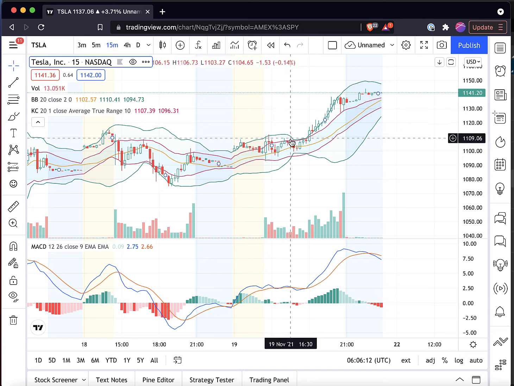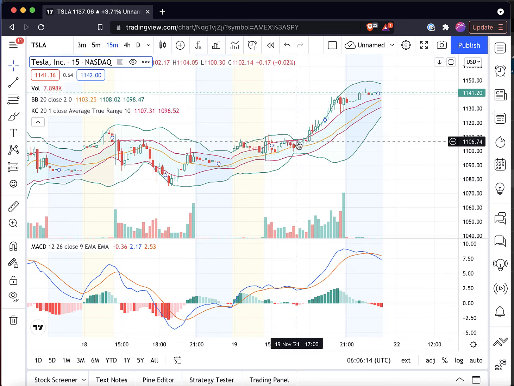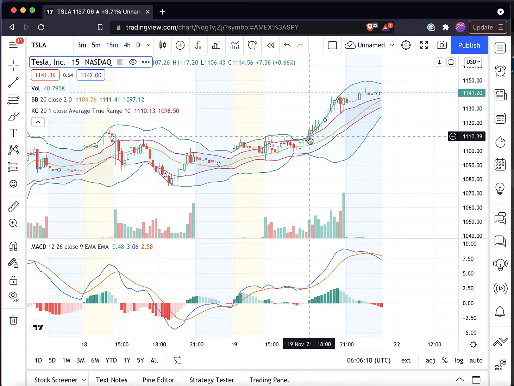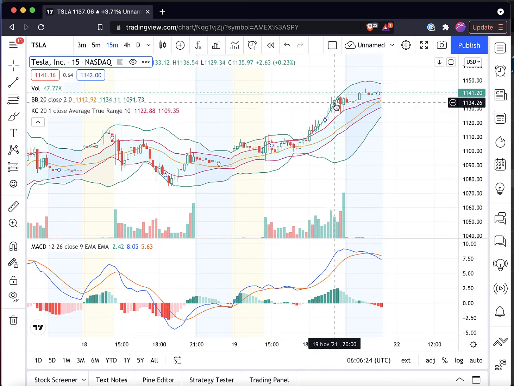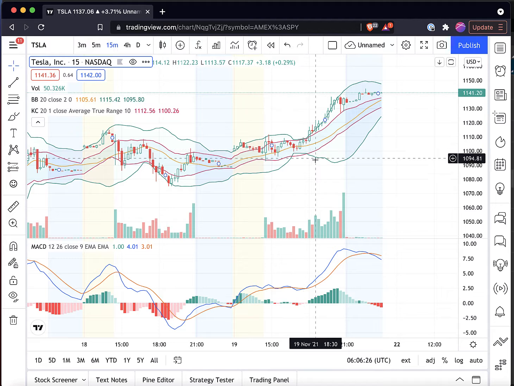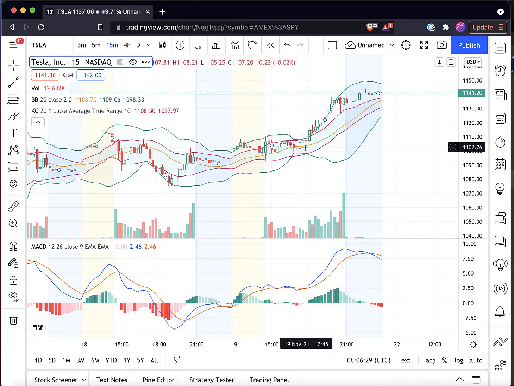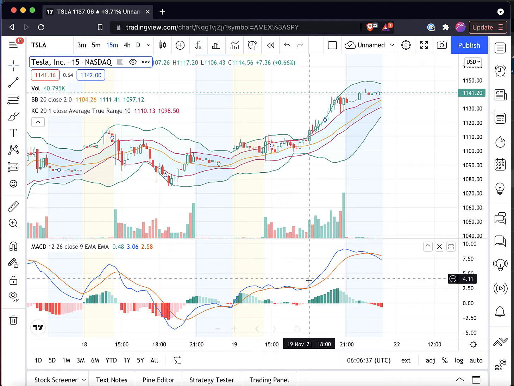So when the Bollinger Band compresses within a Keltner channel, that's called a squeeze. And when it exits the Keltner channel, that's called firing. And you can see here that we got quite a burst of momentum as the Bollinger Band exits the Keltner channel. I've found from my experience that as the Bollinger Band exits the Keltner channel, the price action will go in the direction of whatever the MACD is at that moment.